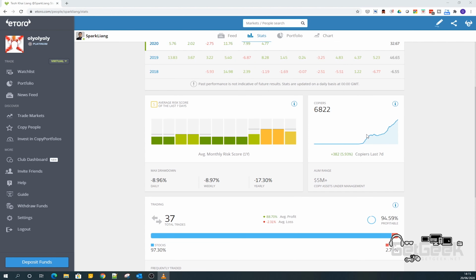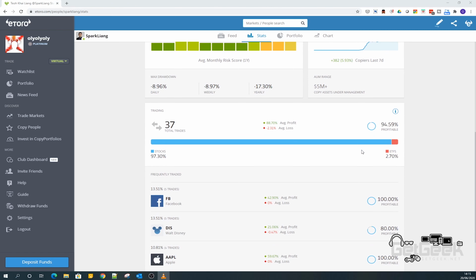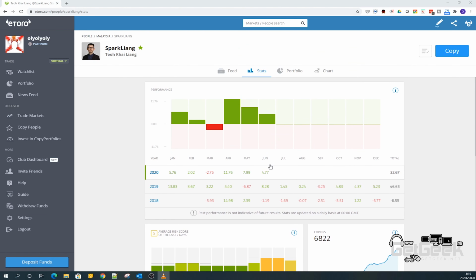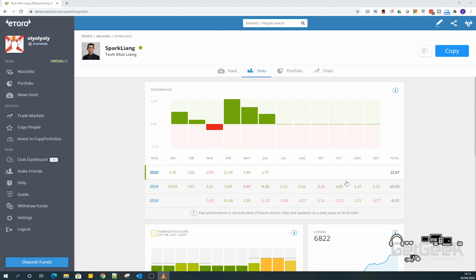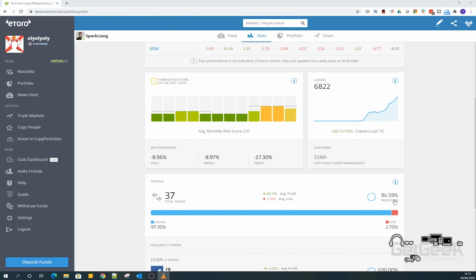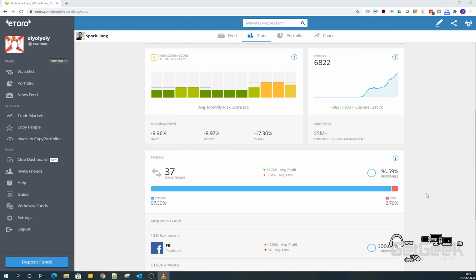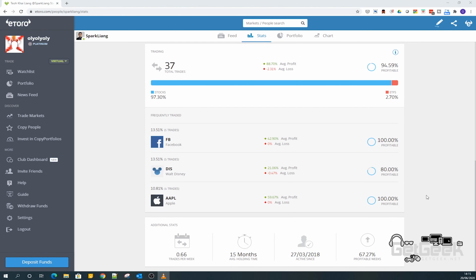One thing I will look at is the number of trades that they've done. Now, the fact this guy has only done 37 total trades in 2 years is not really that great. I mean, I want someone who's making money and cashing out. This guy sounds like he's holding his trades for a very long time. You can see that when you come down here. So he's doing 0.66 trades per week and 15-month holding time. Wow, that's crazy. So it's worth checking out these bits down here.